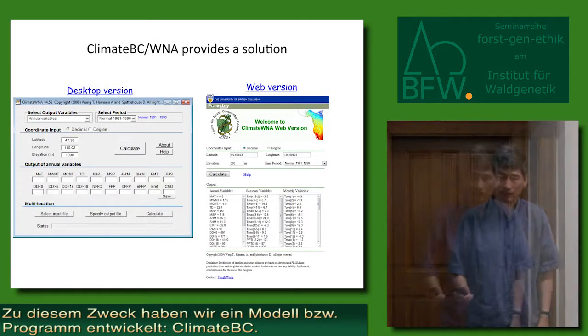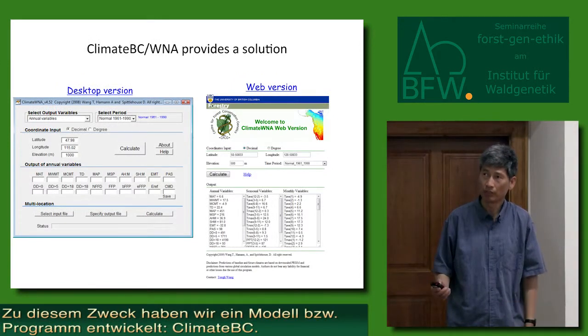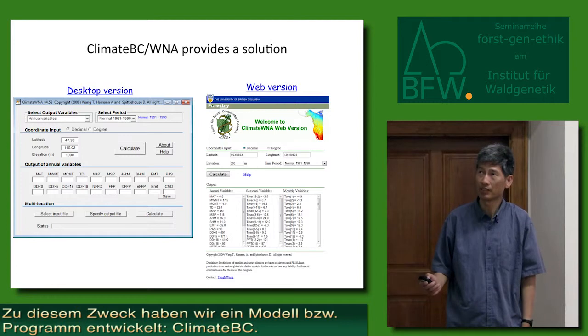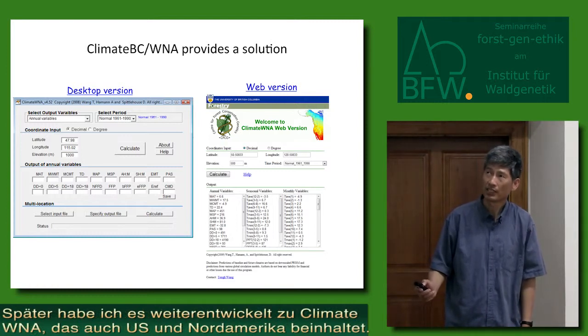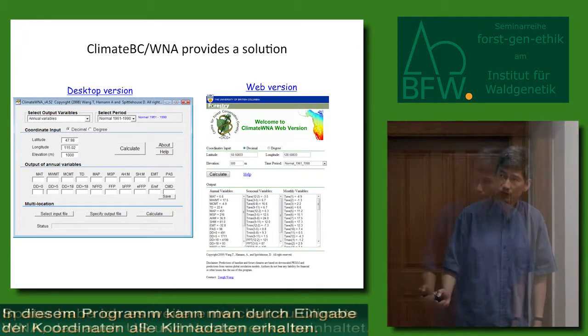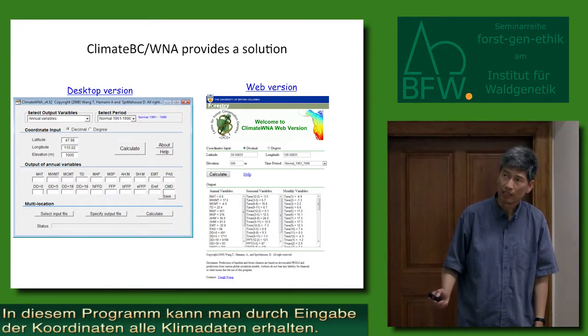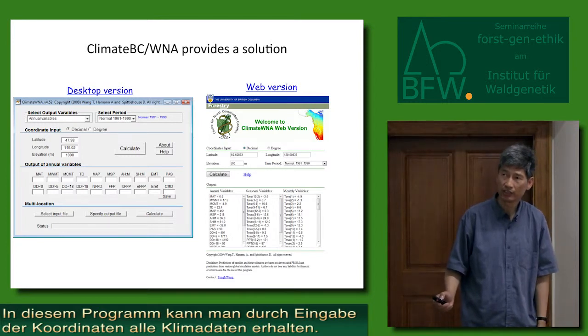To solve this problem, we developed climate models or programs called ClimBC, and later I expanded it to ClimWA, for Western North America. Through this program, you can input the coordinates of your location of interest, and then you get all the climate variables.